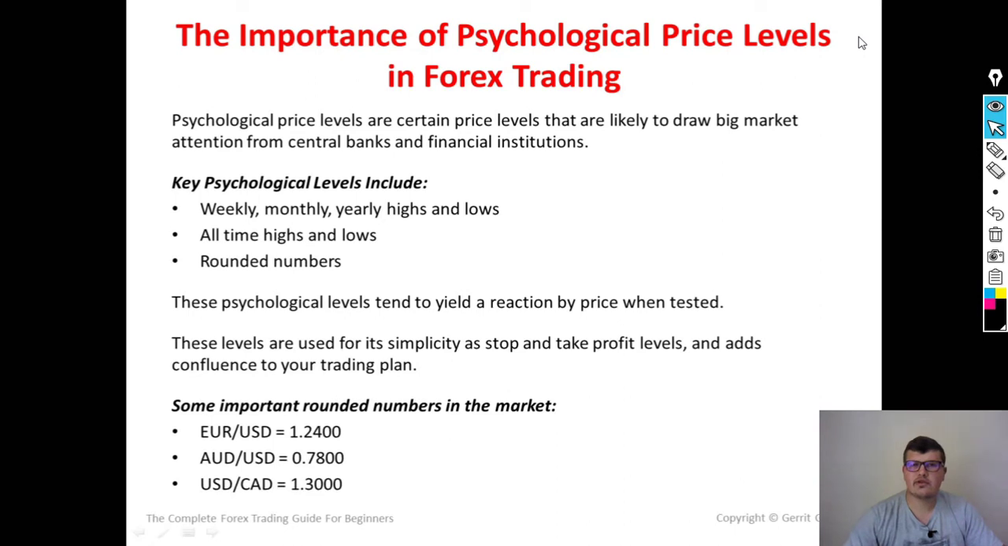So some important rounded numbers that you can be aware of in the market for the Euro USD is 1.24. For the Australian dollar US dollar currency pair is 0.78, and then for the dollar Canadian dollar is 1.3. So let's quickly jump into the live markets and I'll show you exactly what I mean by key psychological levels and the reaction that the market tends to have at these specific levels.